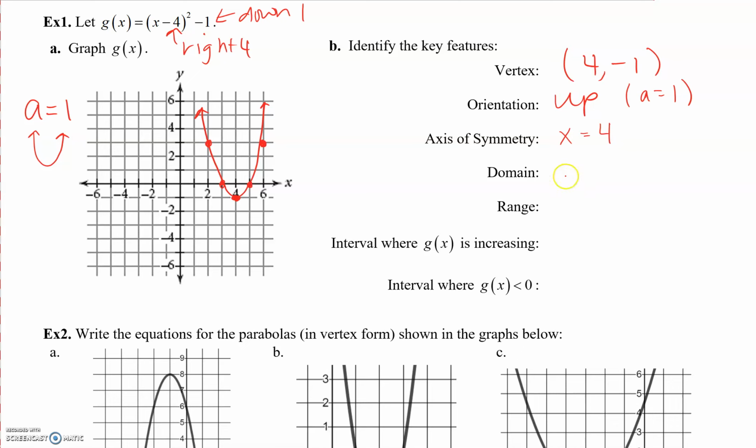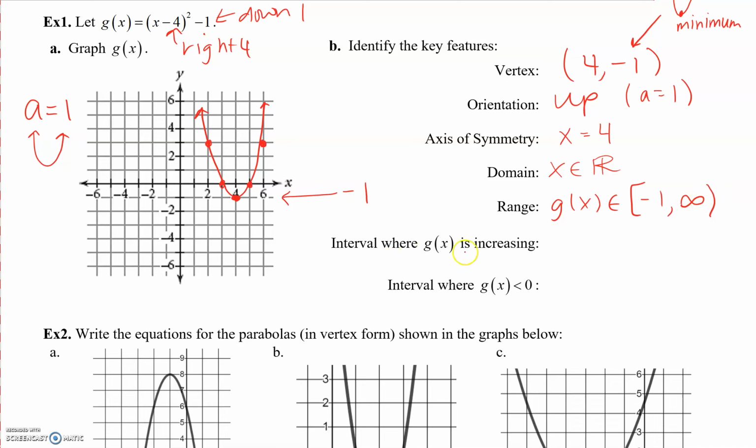My domain, well, the domain of any quadratic should always be all real numbers, so that one's pretty easy to fill out. My range, well, the range for this function, because it was called g of x, I'm going to use g of x for my y's. And when I go look on the graph, the lowest point that this graph ever hits on the y's is -1, which makes sense because remember the vertex was at a y value of -1, and because the parabola opened up, that meant that the vertex was the minimum value. So the lowest y value my graph ever hits is -1, and then because it continues to go upward, I know it's going to go up to infinity.